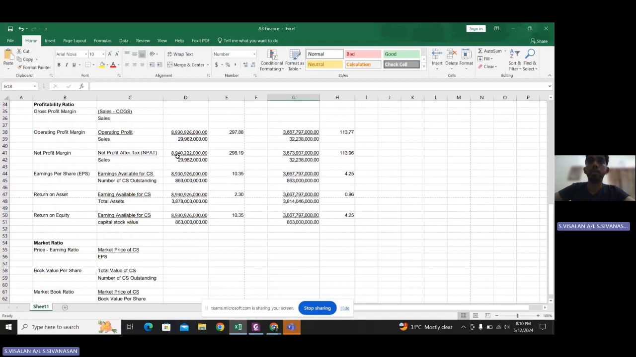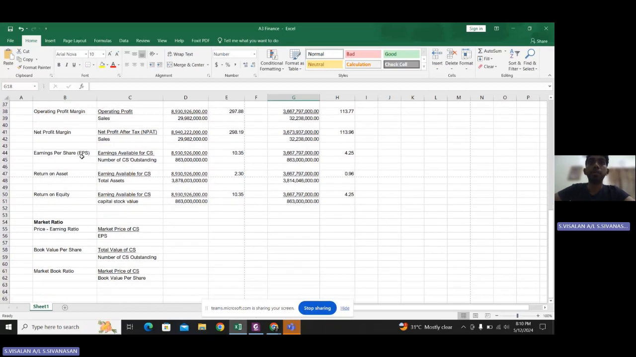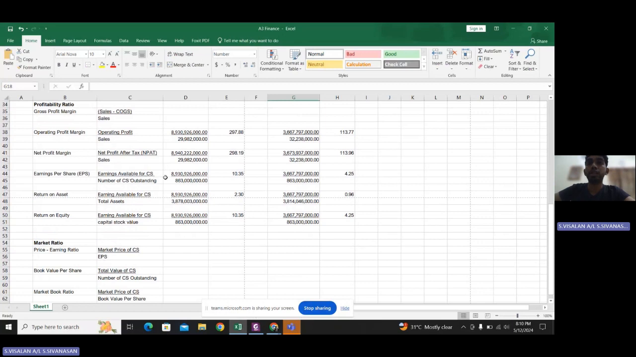So 8,940,222,000 divided by the sales, the same value. The answer will be 298.19 for year 2020, while for 2021 it's 113.96. And then earnings per share, EPS: earnings available for common stock. We use the same amount up here, the operating profit, and divide by the number of common shares outstanding, 863 million. So 10.35, and 4.225 for year 2021.